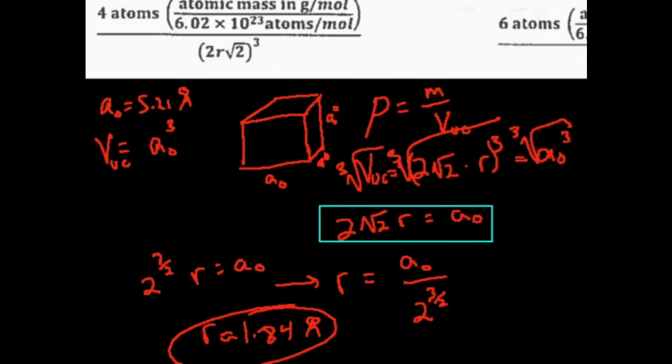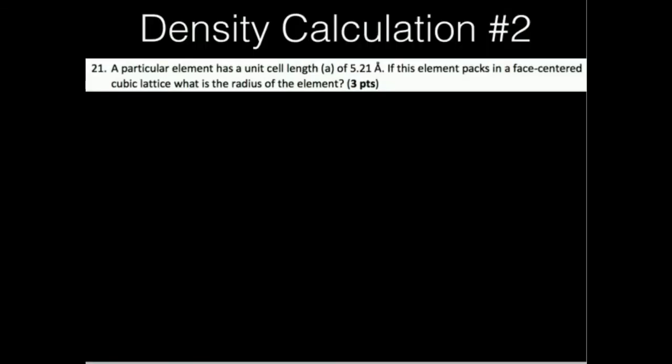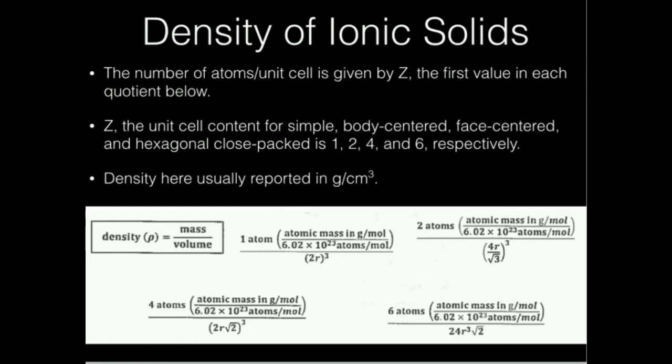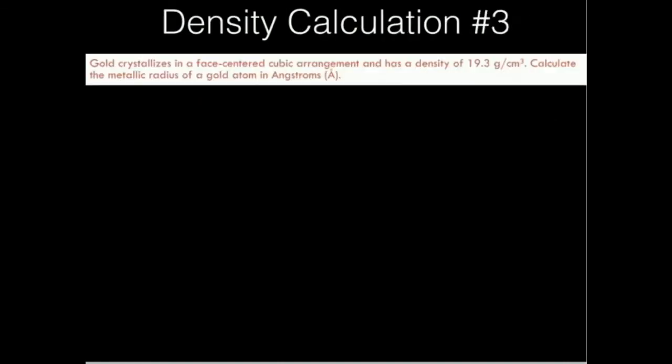So that's how you calculate the radius of the element if you're given the unit cell length. You actually don't have to go to the trouble of using the whole density formula. In the next video, we're going to cover another density calculation.